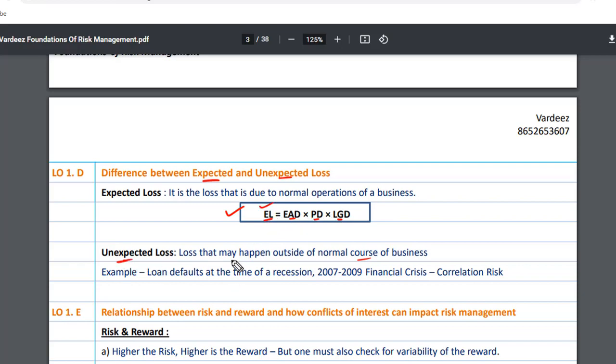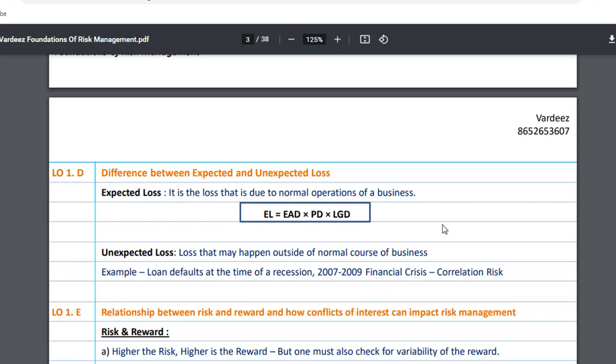Now unexpected losses. As an example, loan defaults at a time of a recession. No one can actually predict what the potential unexpected losses could be. Just like what we saw during the recession, nobody thought that it was going to be so big. So this was unexpected loss. And also during the financial crisis, there was correlation risk. People never expected that it would be a systemic risk, wherein the failure of one particular company could have an impact on other companies as well. That's how correlation risk arises, which was really unexpected at that point in time.